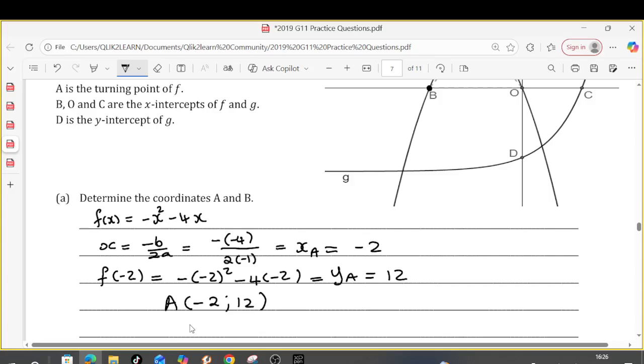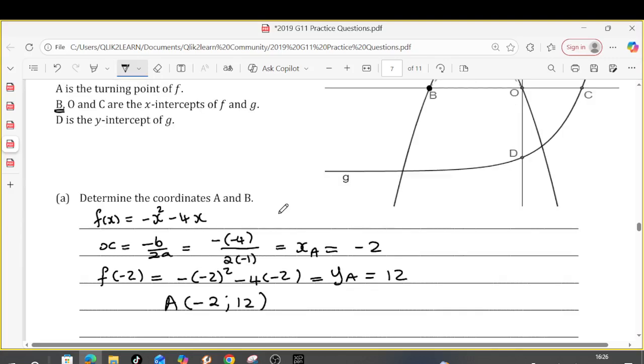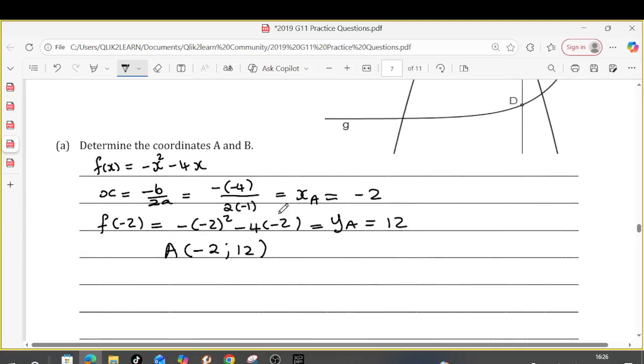So now that I have minus 2 and 12, those are my coordinates of A. I'm just going to write them down there and say this is minus 2 and 12. We need to find B. What is B? B is the x-intercept. So we can use any equation. Now it's the x-intercept of what? Of the quadratic function. So we need to factorize that. Is the x-intercept. So if it's the x-intercept, we need to take f at x and say it's equals to x squared minus 4x. The x squared is negative.